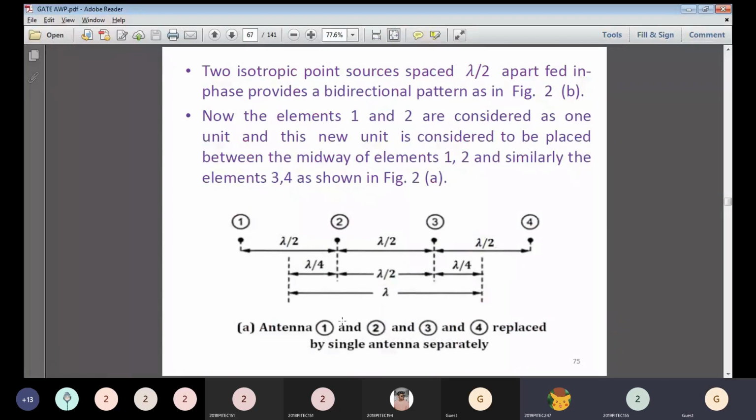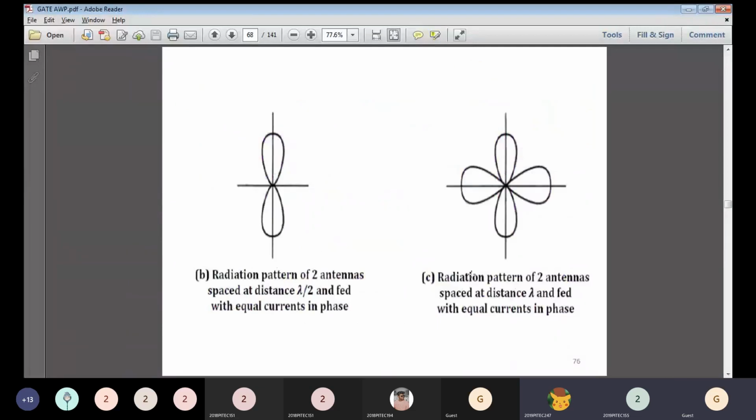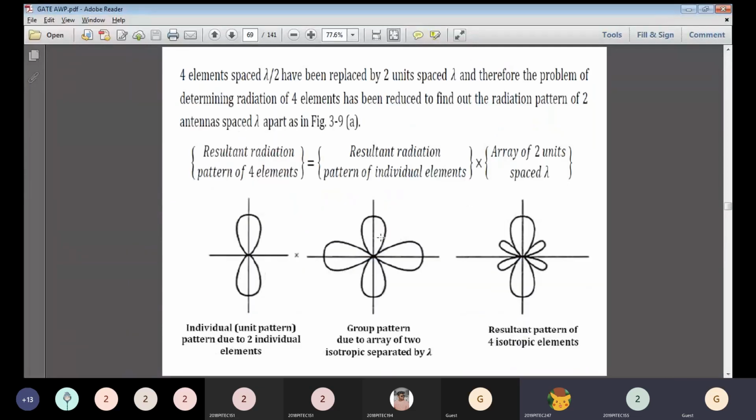So 1 and 2 are simplified and put in the mid of 1 and 2. 3 and 4 are simplified and put in between 3 and 4. By adding these two, we are going to get the difference as lambda. By adding these two, we are going to get the value like this. So, individual pattern, group pattern.